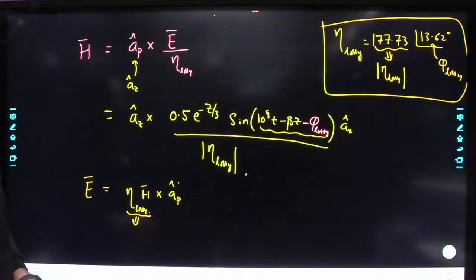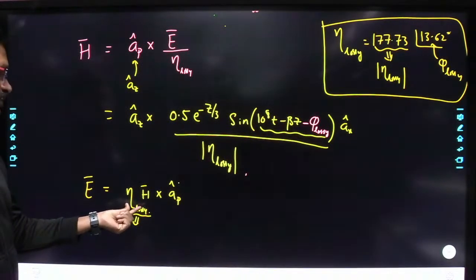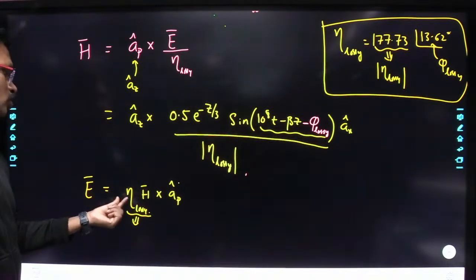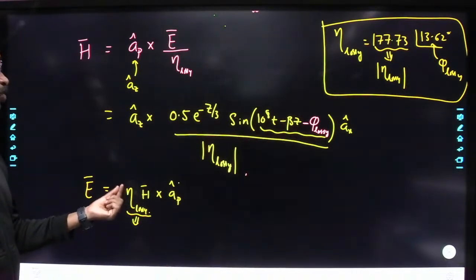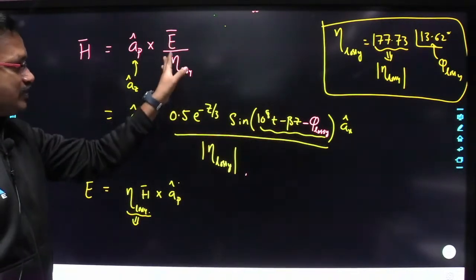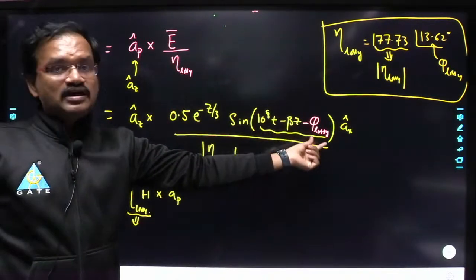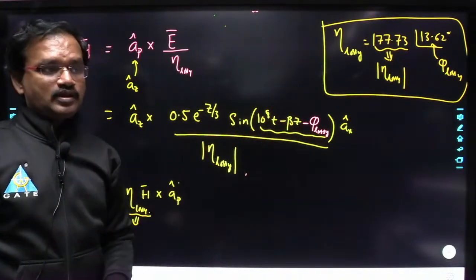Whereas if you want to write the expression for the electric field, you are multiplying with eta, so you multiply the amplitude of the H field with the magnitude of eta lossy and add the phase shift to the phase term. But here you are dividing with eta lossy, so you have to subtract the phase shift within this phase. Understood?